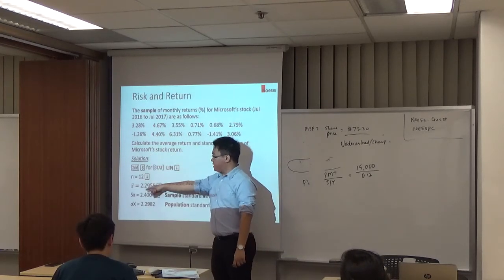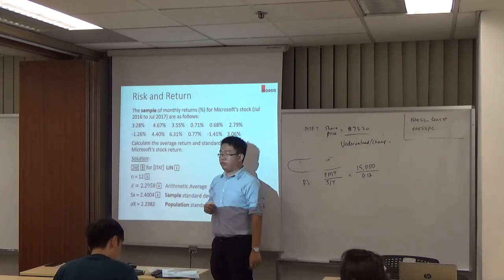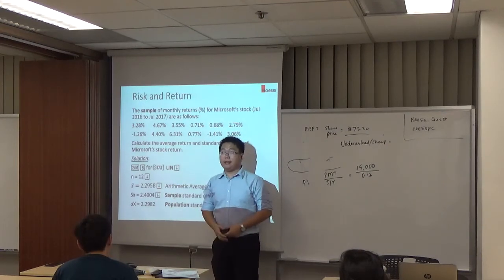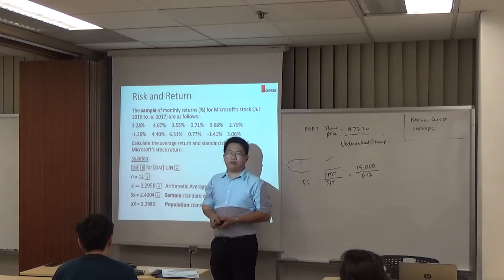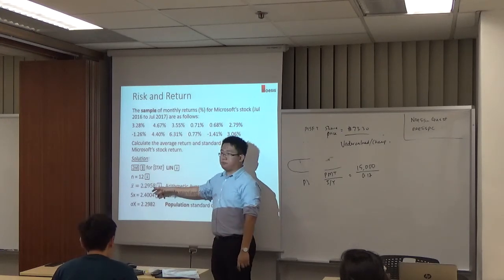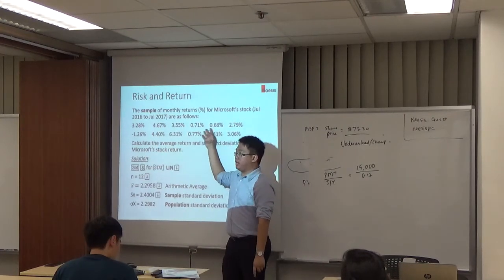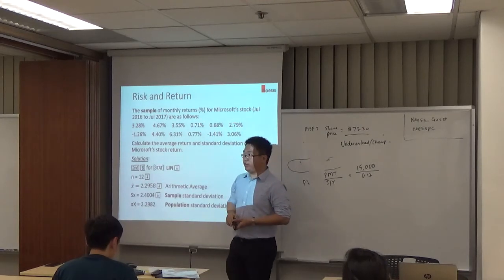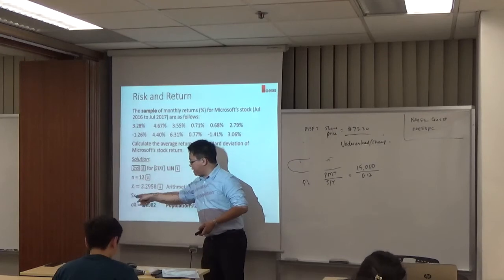Then you will see X bar. Anything with a bar there means the average. So the average of your numbers here is 2.2958. That's what you should see. If not, you should check the numbers that you've entered. Something could have gone wrong. So this number tells me that Microsoft's monthly average return for the last 1 year is about 2.3% on the average. Then when you scroll down again, you will see Sx.